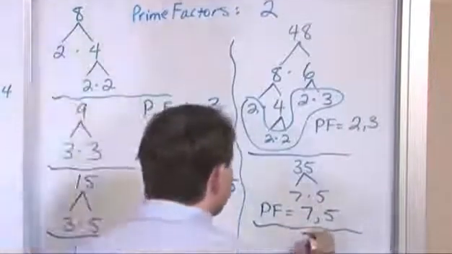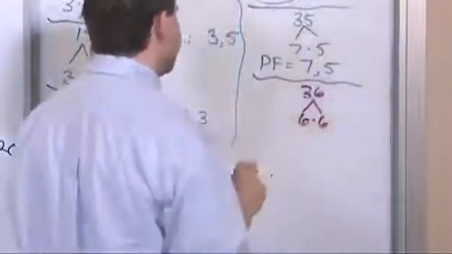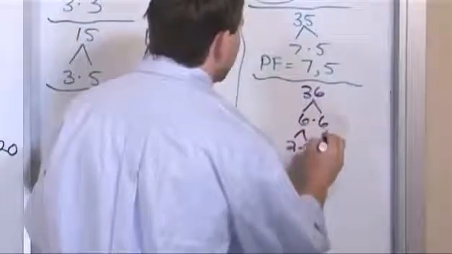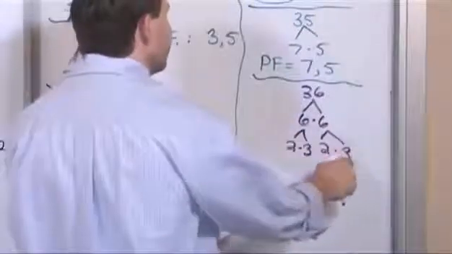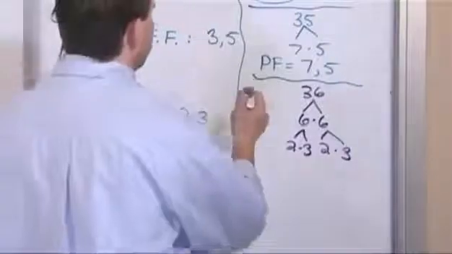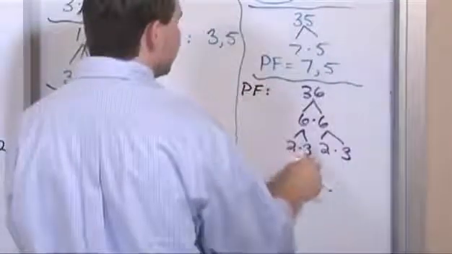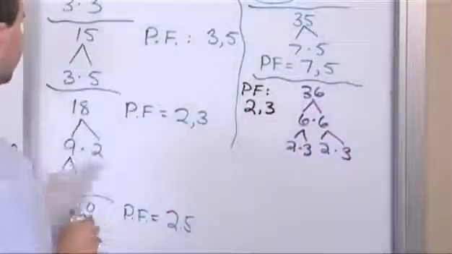What about 36? I always think of 6 times 6 is 36. 6 can be divided as 2 times 3 over here and also 2 times 3. And we're done with our tree because this is all prime on the bottom of the factor tree. So if I were going to list the prime factors, they would be 2 and 3 because those are the factors at the bottom of the tree.